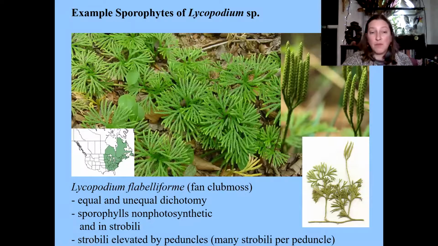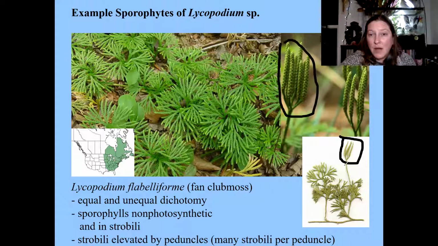Next one is Lycopodium flabelliforme, which is fun to say, flabelliforme. Fan club moss. This one is even a little bit more advanced because you have equal and unequal dichotomy. You still have strobili, but check this one out. Not only does this one have many strobili grouped together, look how many strobili are here, but they're also elevated by a peduncle. So there's that peduncle thing I was telling you about.